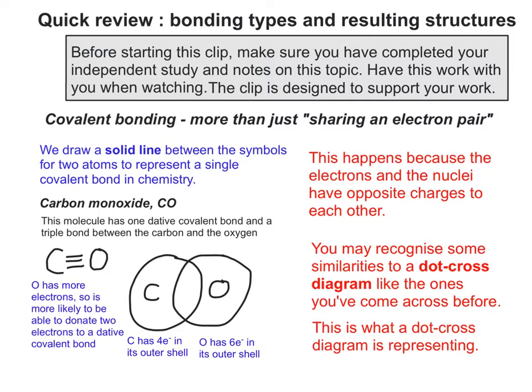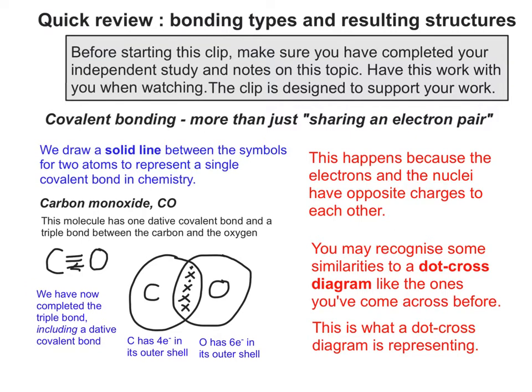So if we think about it, if there has to be a dative covalent bond somewhere, oxygen has more electrons, so it's more likely to be able to donate 2 electrons to a dative covalent bond. So I've now added the arrow to show the dative covalent bond in my triple bond, and I've also put in the electron pair from oxygen, so crosses are going to be representing the electrons from oxygen. So we've now completed the triple bond, including a dative covalent bond.